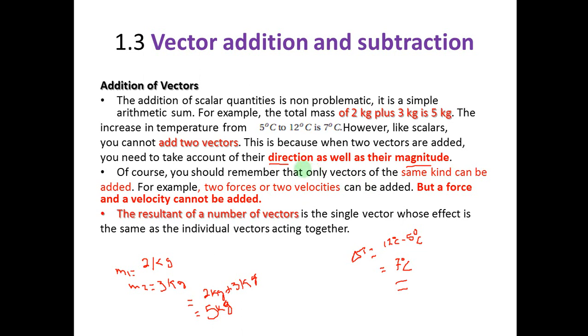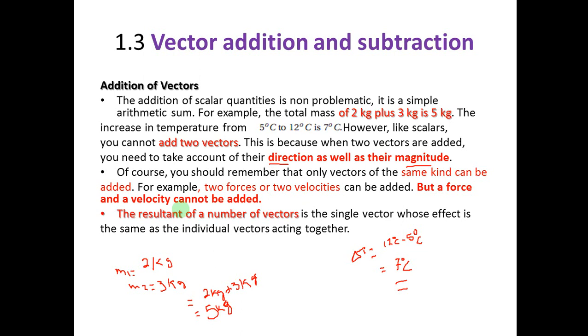Remember one thing, you should always remember this: only vectors of the same kind can be added. For example, two forces can be added, two velocities can be added, but a force and a velocity cannot be added. So when we add vectors, we consider the direction and their magnitude. The second thing to remember is that the same kinds can be added, but different kinds cannot be added.